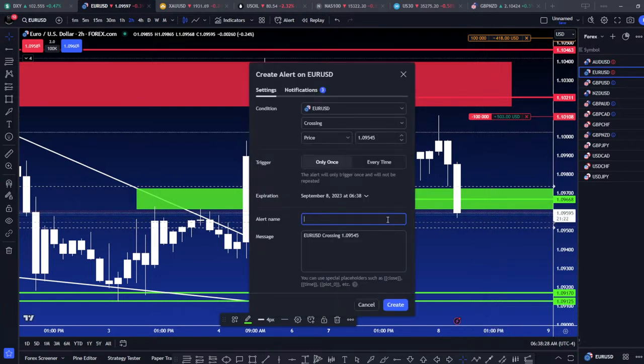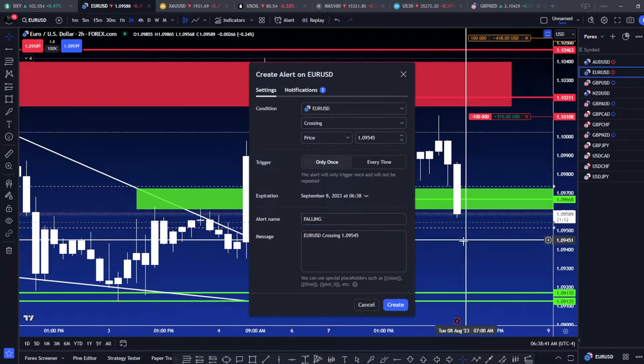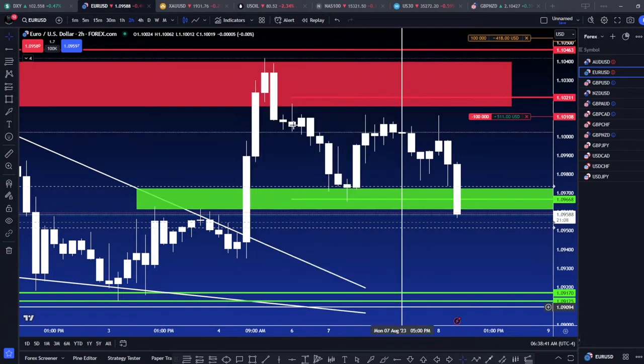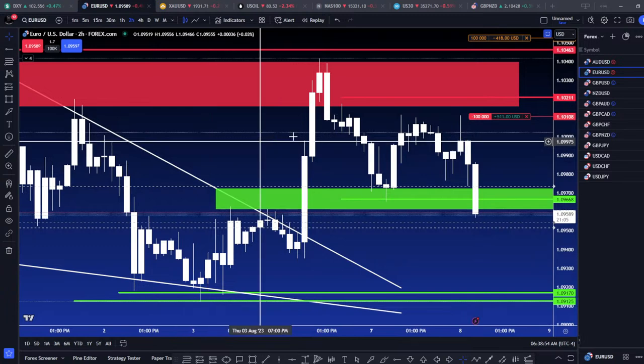In case you did not know, the Euro USD is the most traded pair in Forex. I know some may think it's gold because we love gold, but the Euro USD is king.